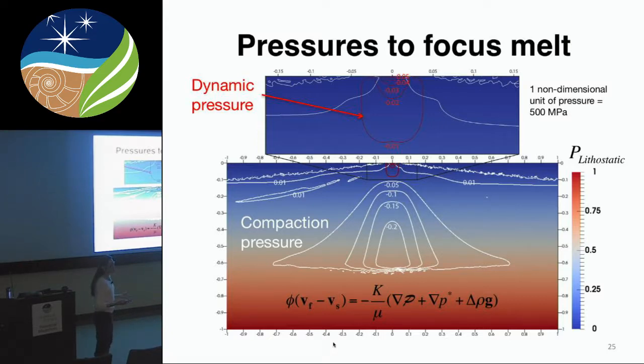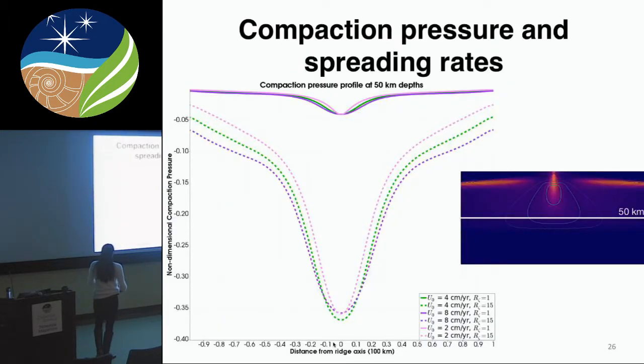So really what is focusing the melt in most parts of the melting domain at mid-ocean ridges is this compaction pressure. And again, I show you this to show you the melt segregation is due to pressure gradients. So to convince you further, remember I had two sets of models, one with lower bulk viscosity constant and one with higher bulk viscosity constant.